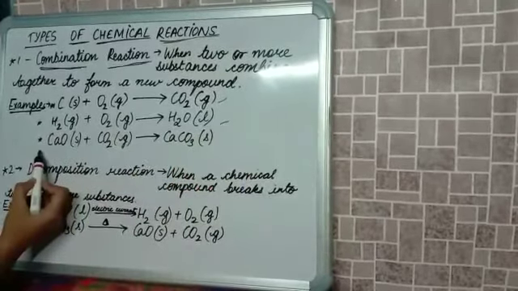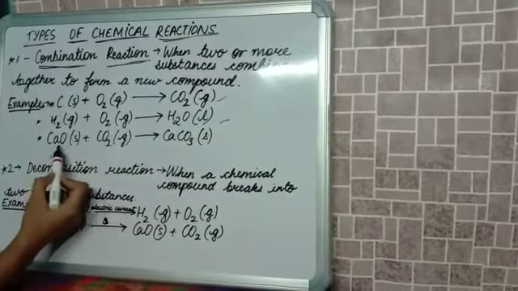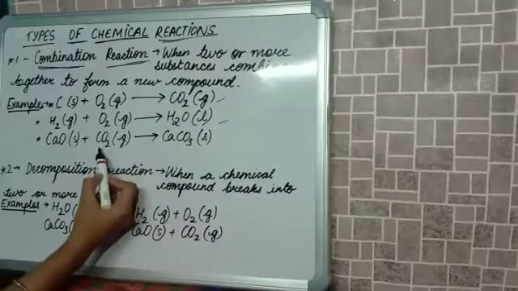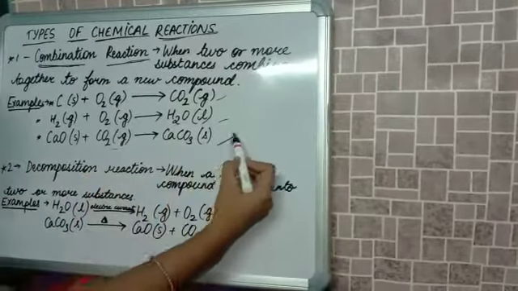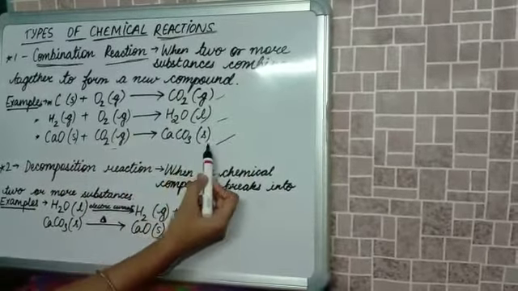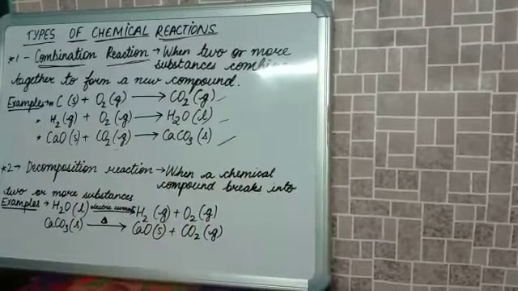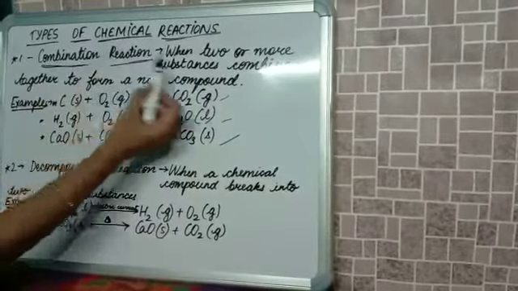Now, the third example that we have is CaO, that is calcium oxide, which reacts with carbon dioxide to form CaCO3, that is calcium carbonate, which is again in solid state. So this is all about the combination reaction.